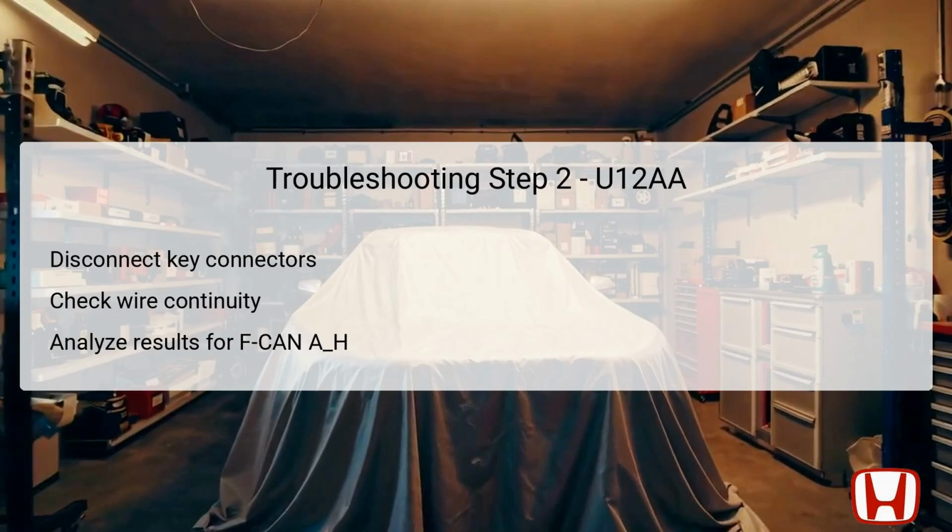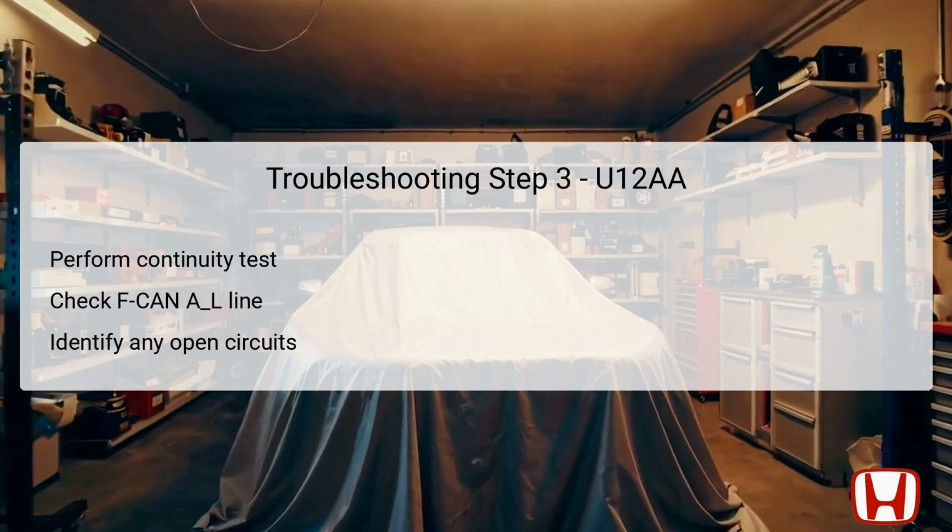The continuity test confirms whether the FCAN AH line is intact. If continuity exists, the wire is functioning correctly, and the technician can proceed to the next troubleshooting step. If there is no continuity, an open circuit exists that must be repaired directly between the SBW shifter control module and the TCM.